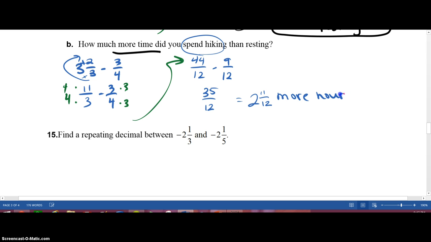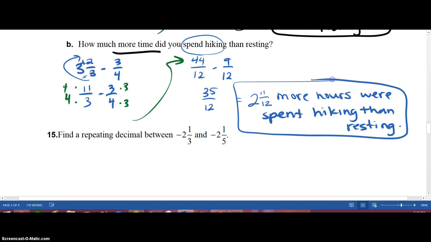And I'm going to say 2 and 11/12 more hours were spent hiking than resting. So I've officially 100% answered that question. I'm going to box my answer.